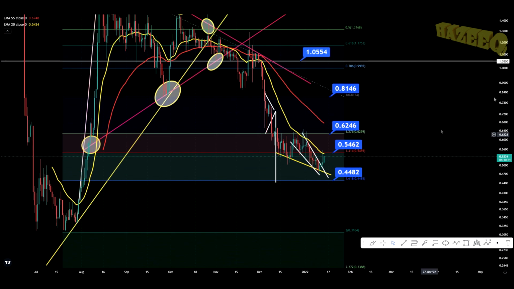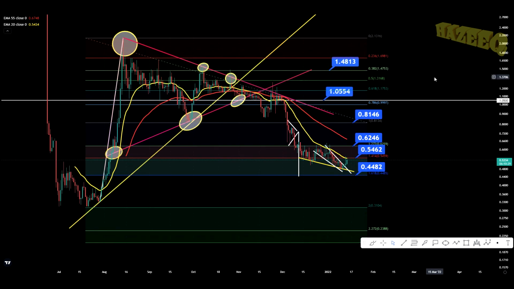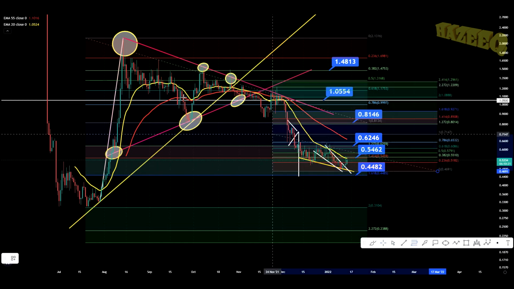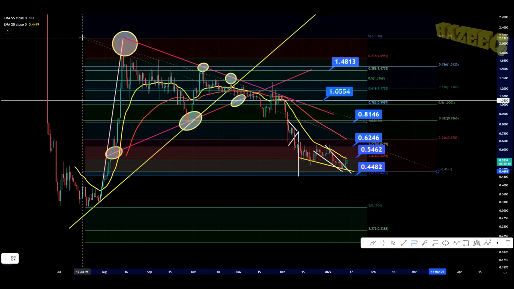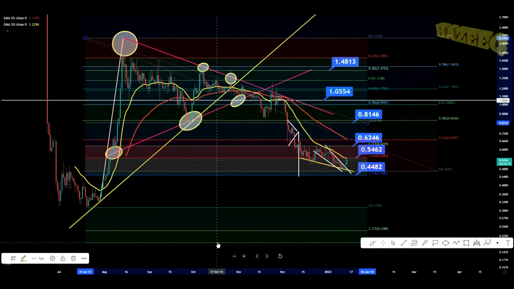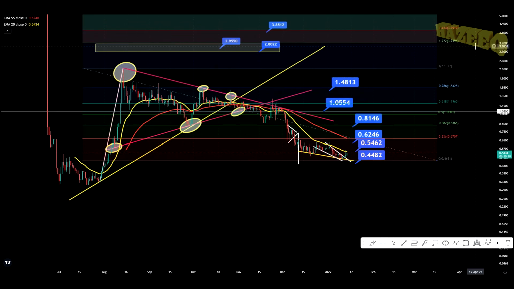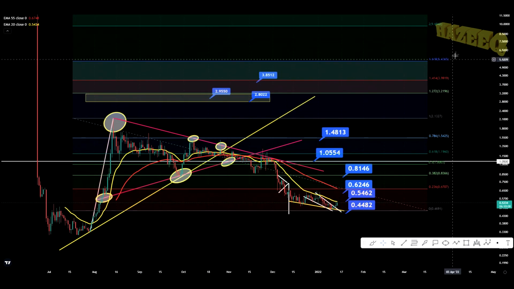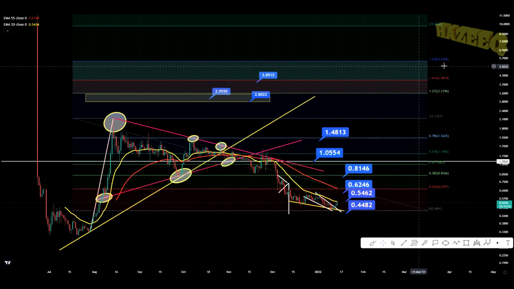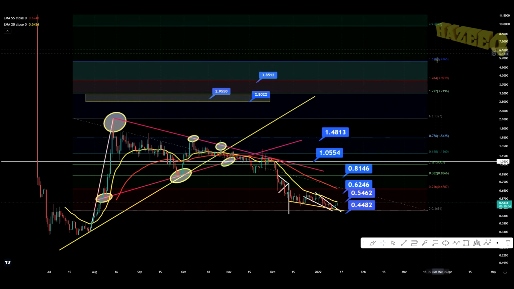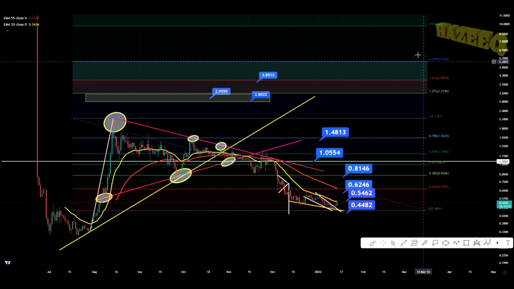Now, jumping into the fib retracement. Let's assume that this is our bottom, and we're not going to be bottoming out anymore, and we're not going to get to the 1.618. I'm just going to remove this fib for now, and I set a new fib from this low to the swing high that we had in August. So this gives us the 1.618 target at $5.43. So let's see if we can get there by the end of this bull market.